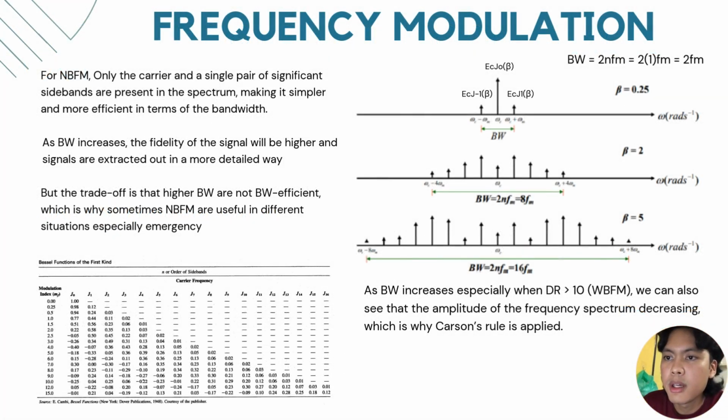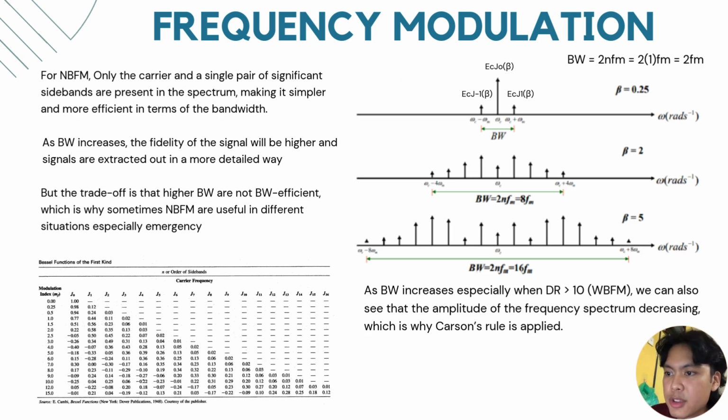Now the spectrum visually. For narrowband FM, only the carrier and a single pair of significant sidebands are present in the spectrum, making it simpler and more efficient in terms of the bandwidth. As bandwidth increases, the fidelity of the signal will be higher, and signals are extracted out in a more detailed way. But the trade-off is that higher bandwidth is not bandwidth efficient, which is why sometimes narrowband FM is useful in different situations, especially emergencies.